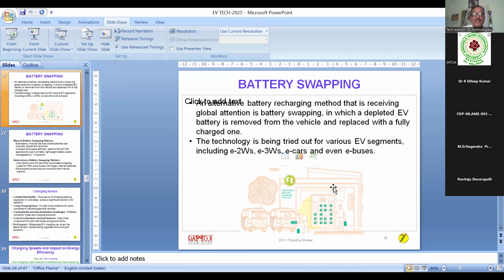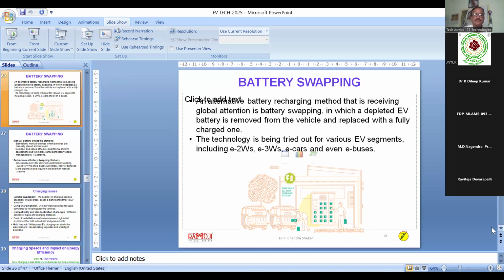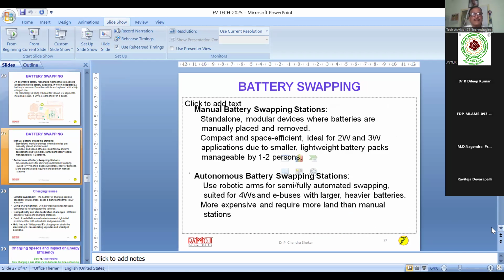The technology is being tried out on various EV segments, including two-wheelers and three-wheelers, e-cars, even buses. Instead of charging, you can replace the batteries. Manual battery swapping station: a standalone modular device where batteries are manually placed and removed. Compact, safe and efficient, ideal for two- and three-wheeler applications due to smaller, lightweight battery packs managed by 1 or 2 persons. Autonomous battery swapping station: uses a robotic arm for semi- or fully automated swapping, suited for four-wheelers and e-buses with larger, heavier batteries, more expensive and requires more land than a manual station.